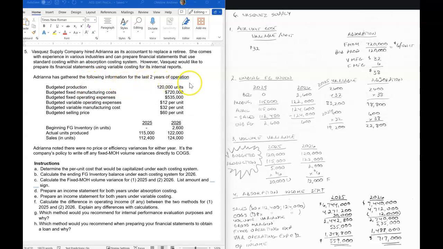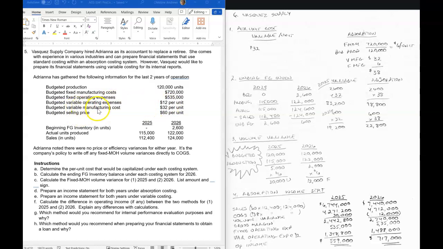We've got information for the last 2 years. For 2 years, it looks like they budgeted 120,000 units per year. The budgeted fixed manufacturing cost was $720,000. Budgeted fixed operating expenses, okay, so this is fixed manufacturing, this is fixed operating. If I were you on an exam, I would underline those words just to make sure they registered in my head. So that's $535,000.